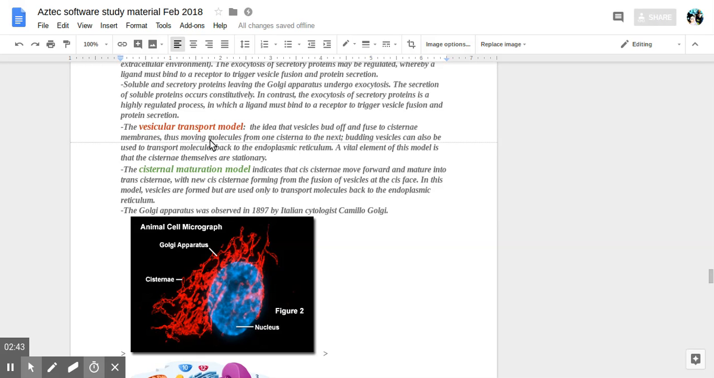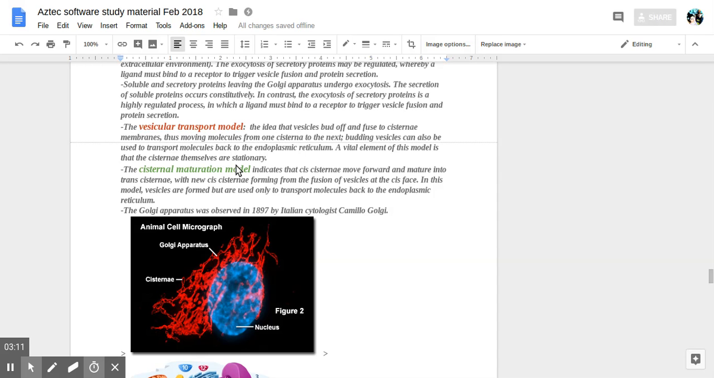The cisternal maturation model indicates that cisternae move forward and mature into trans cisternae, with new cis cisternae forming from the fusion of vesicles at the cis phase. In this model, vesicles are formed but are used only to transport molecules back to the endoplasmic reticulum.